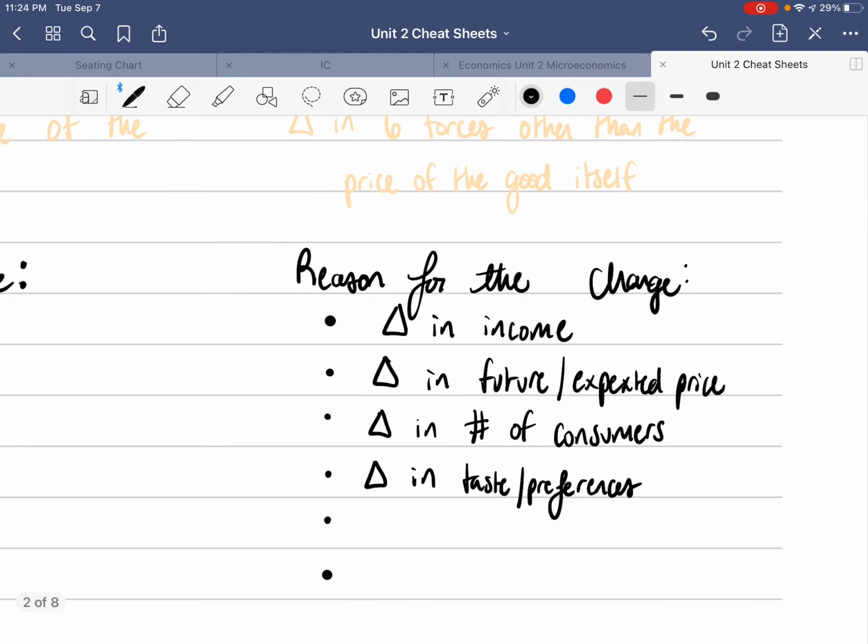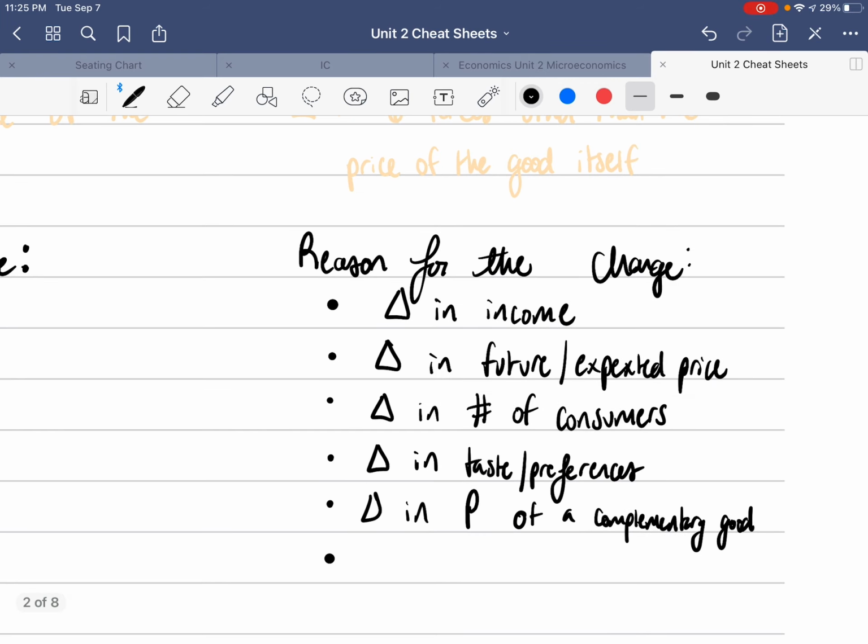All right, 2 more. Change in price, P, of a complementary good. So these are goods that go together. Like chips and salsa, we buy together. Peanut butter and jelly, we buy together. Hot cocoa and marshmallows, we buy together. And if the price of one of those changes, then it's going to affect how much we demand of the other one. So if the price of hot cocoa is more, I'm not going to buy as many marshmallows. My demand for marshmallows will go down, okay?